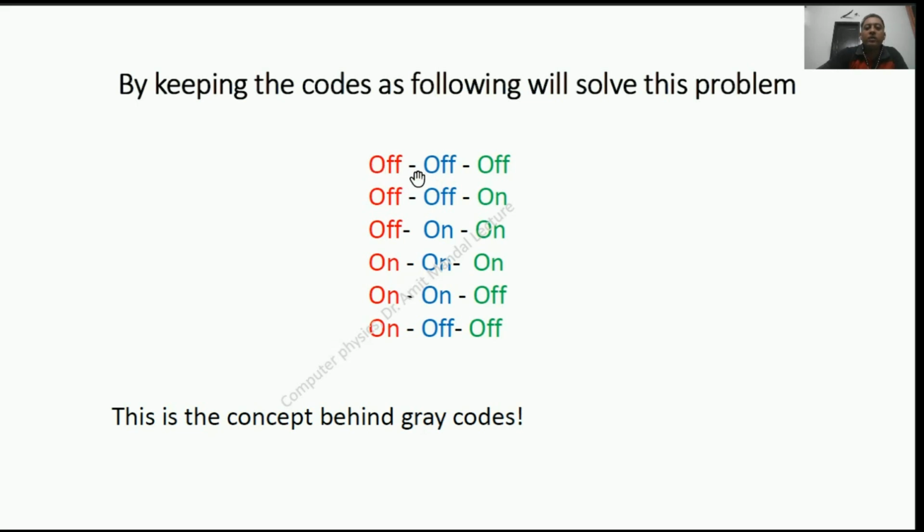In this case, you must keep the codes like this. One of the solutions to this problem is, suppose one code is off off off, means all three switches are off. This is one code. Another code is off off on, and one more code off on on, and then on like this. So in case you are keeping the successive codes like this, then that problem will not arise. Because suppose the initial code is off off off, and ultimately you want to reach off off on.